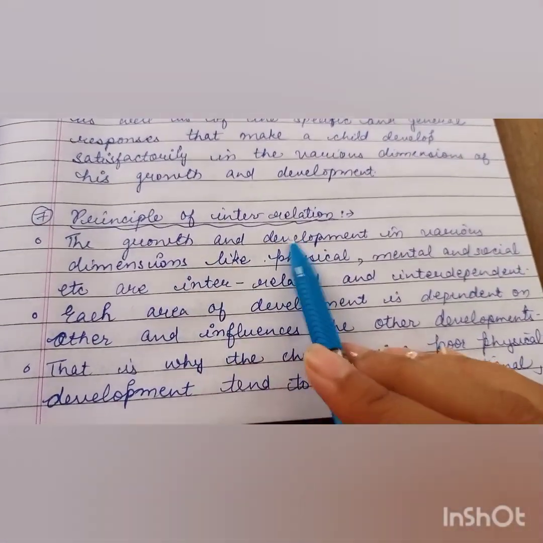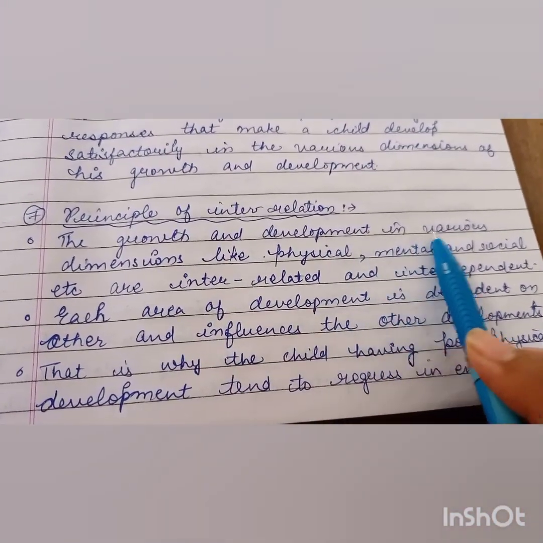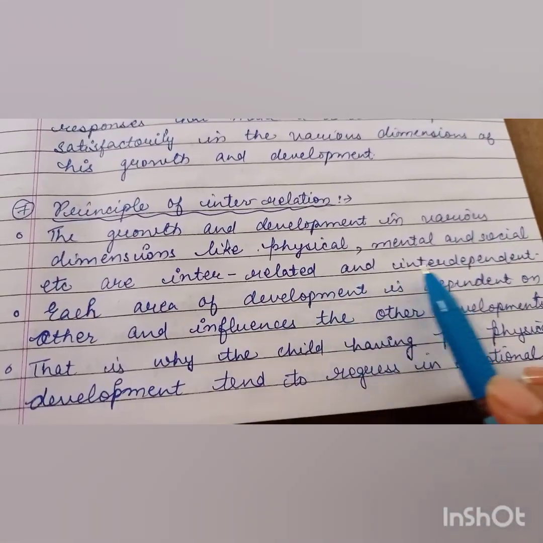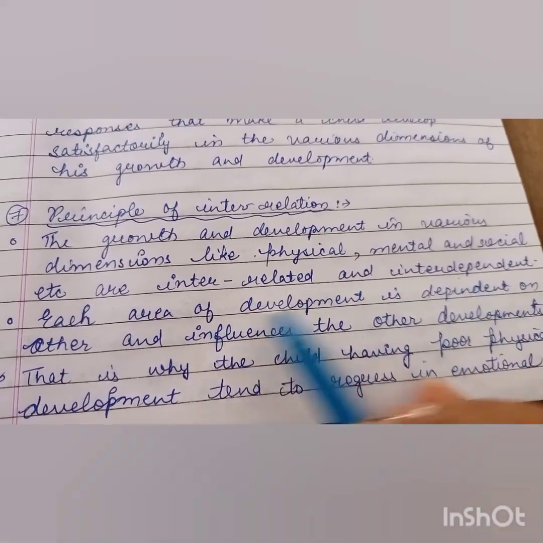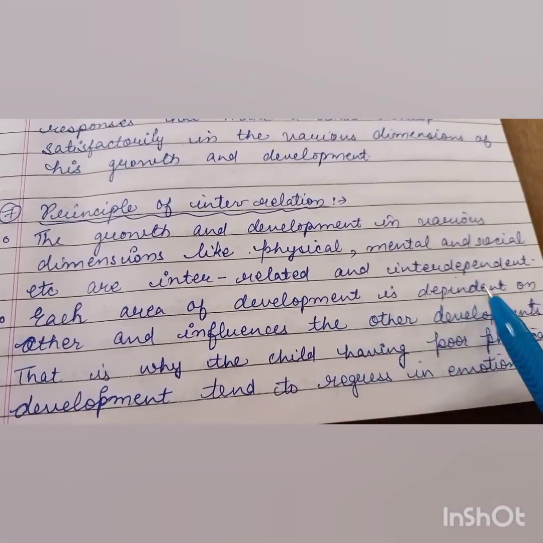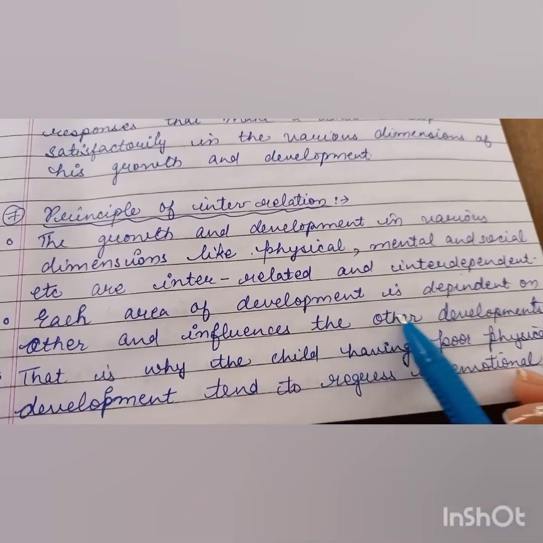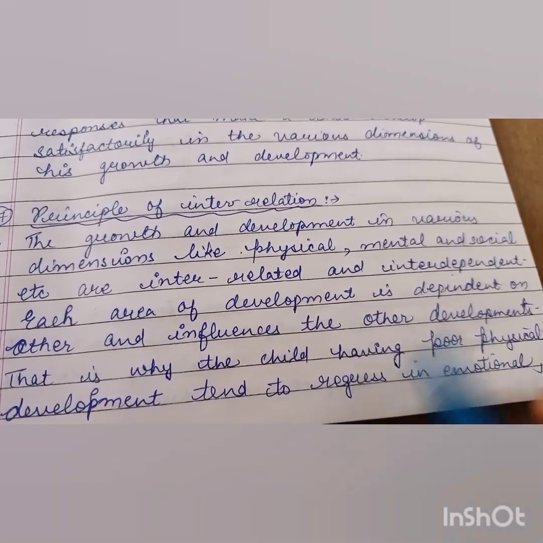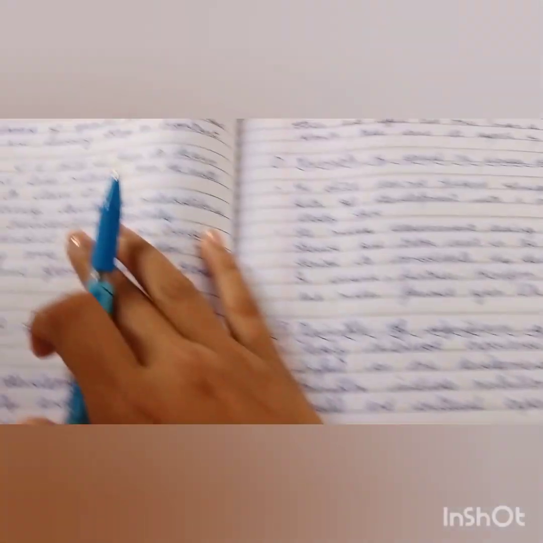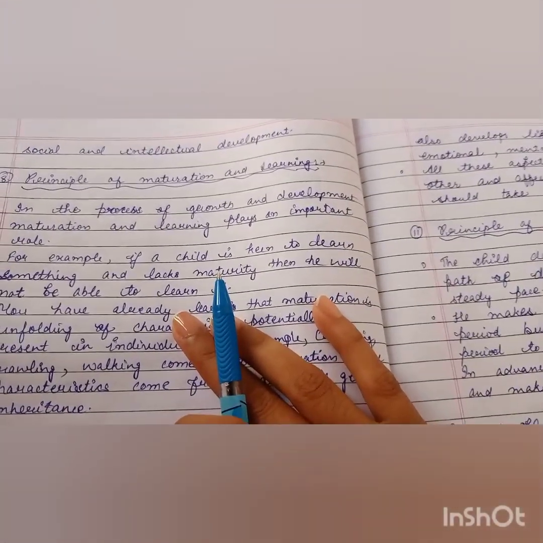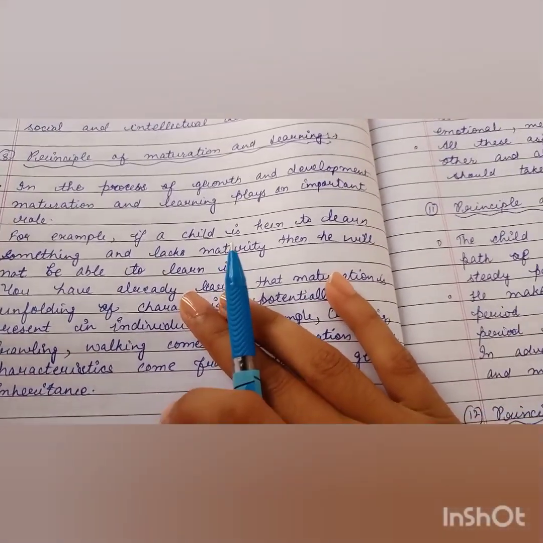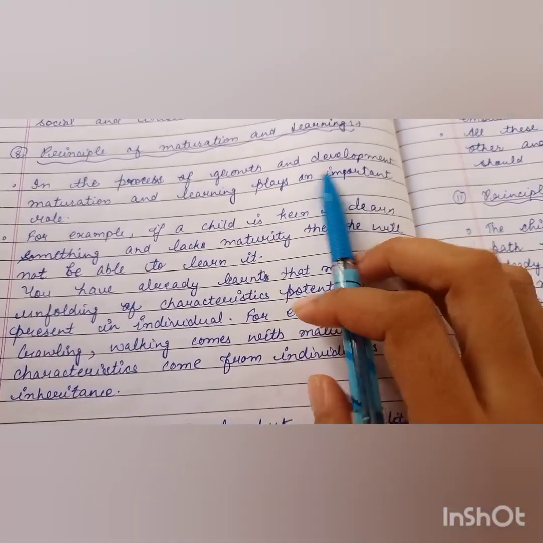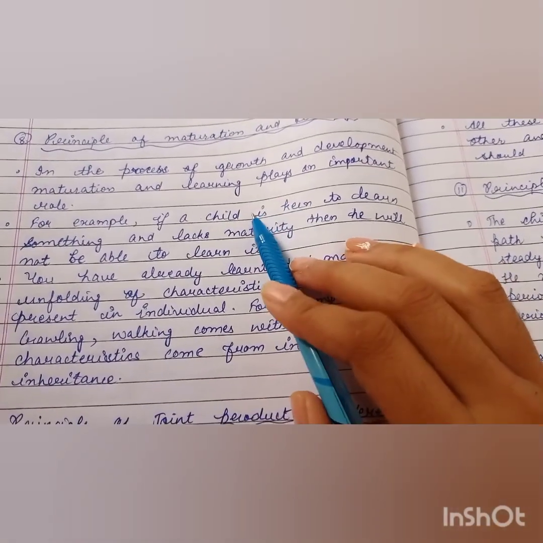Principle of interrelation. The growth and development in various dimensions like physical, mental, and social are interrelated and interdependent. Each area of development is dependent on the others and influences the other developments. That is why a child having poor physical development tends to regress in emotional, social, and intellectual development. Principle of maturation and learning. In the process of growth and development, maturation and learning play an important role.